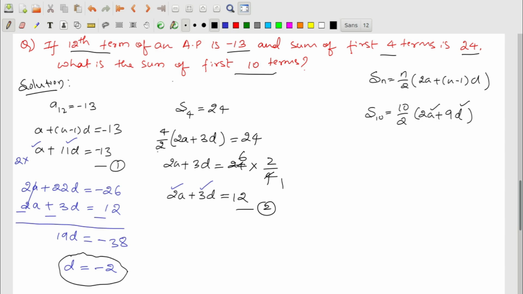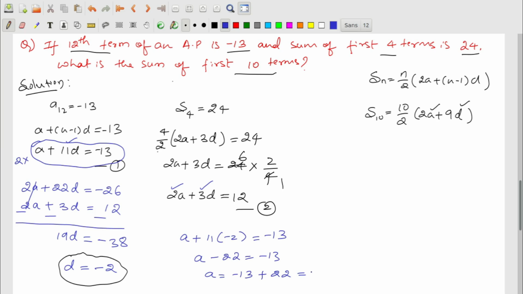Now substitute this d is equal to minus 2 in one of these two equations. I will prefer this a plus 11d is equal to minus 13. Right? So then you will get a plus 11 into minus 2 is equal to minus 13. So a minus 22 is equal to minus 13 and a is equal to minus 13 plus 22 which is equal to 9. Right? So this is my a value. So we got both a and d.